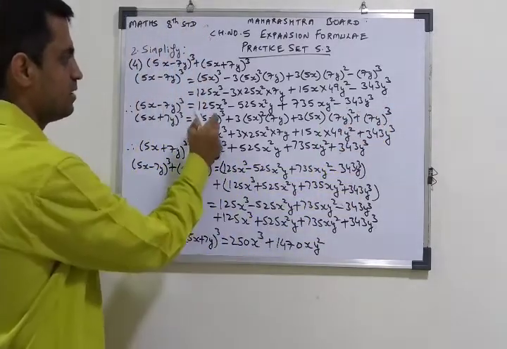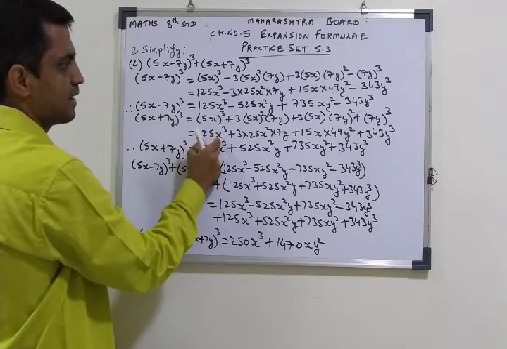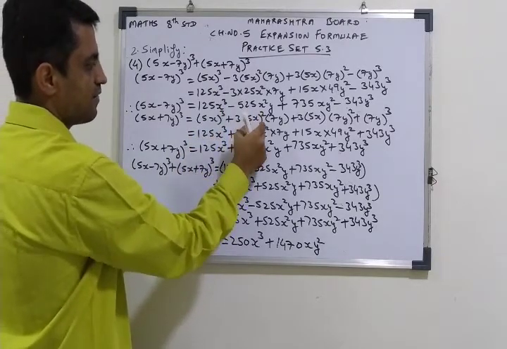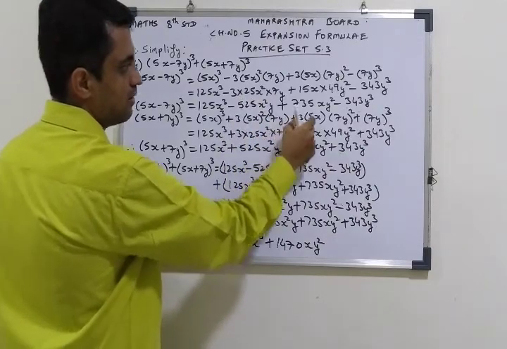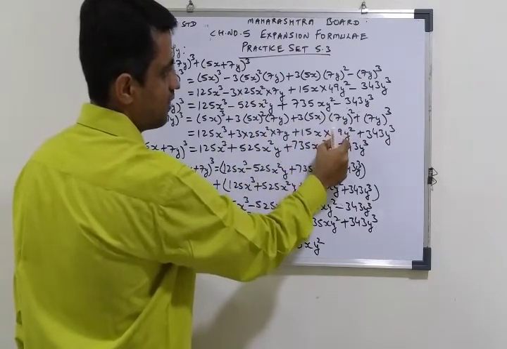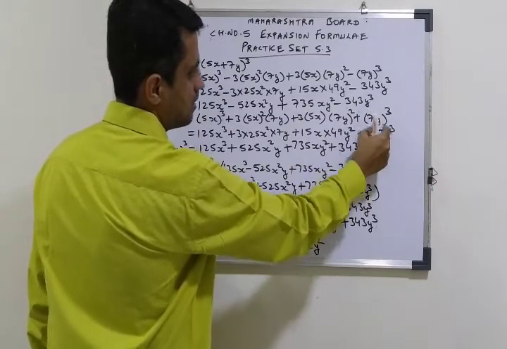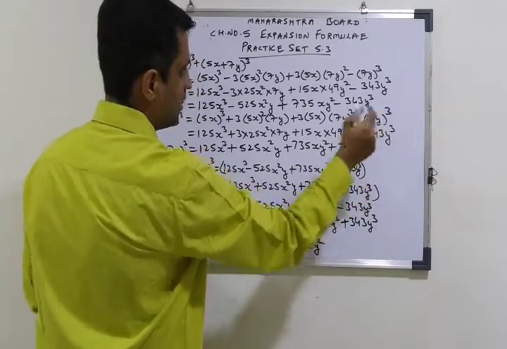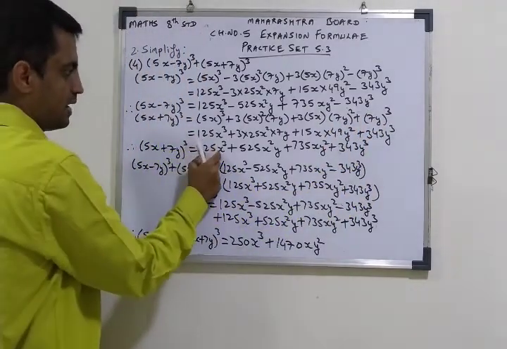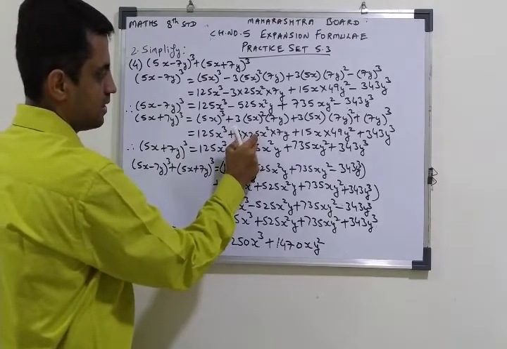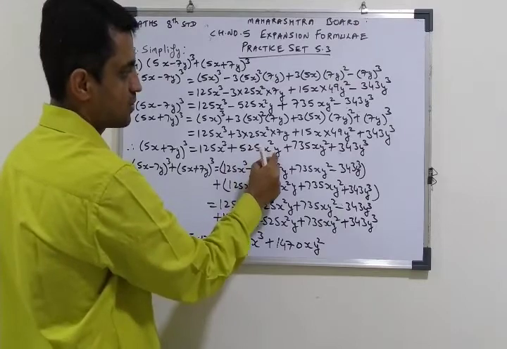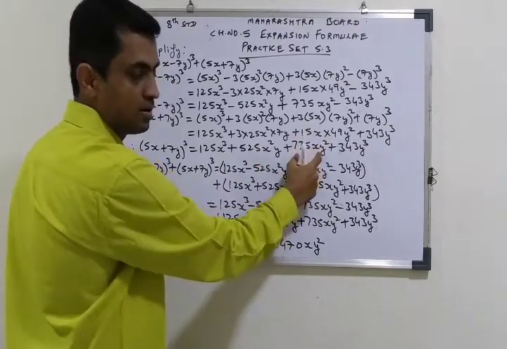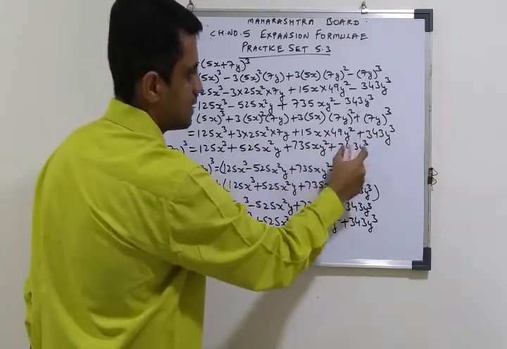Is it clear? Now same way we are simplifying this bracket. 5 5s are 25, you see the brackets are same here. Numbers are also same here. 5 3s are 15, 7 7s are 49, and this (7y) cube is what? 343y cube. Now this copied as it is, we multiply this 3 into 25 into 7 is 525 x square y. This we multiplied, we got this product, and this as it is.